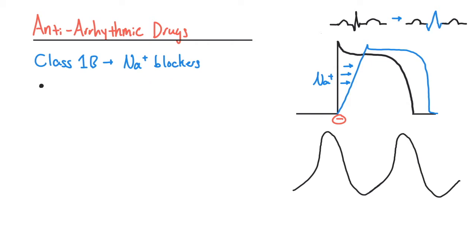The first agent in this class that we'll talk about is lidocaine. Now, you may be familiar with lidocaine applied topically in other ways for various other conditions, but for cardiac arrhythmias, lidocaine undergoes very extensive first-pass metabolism in the liver, and thus you cannot give it orally.